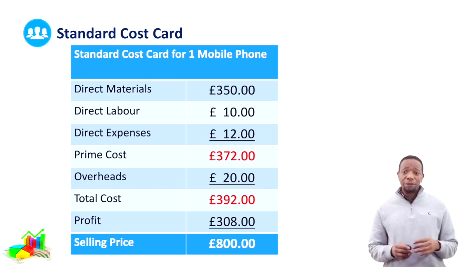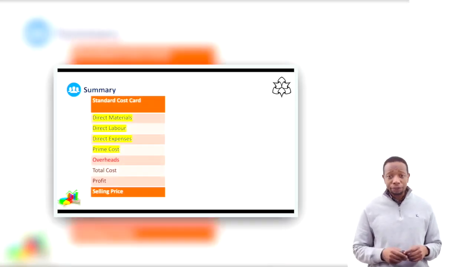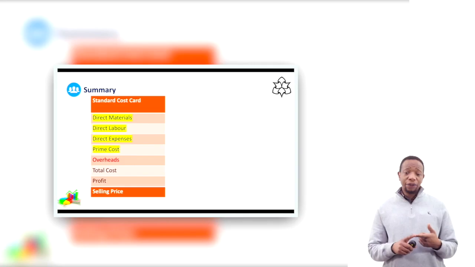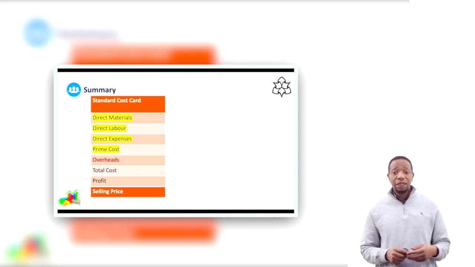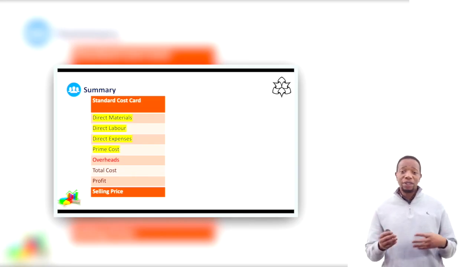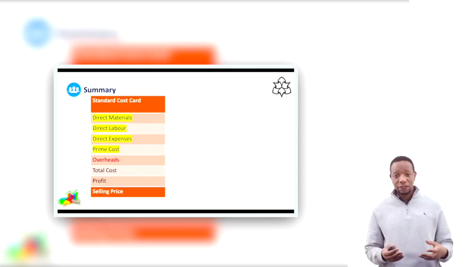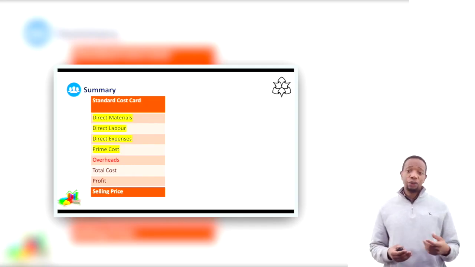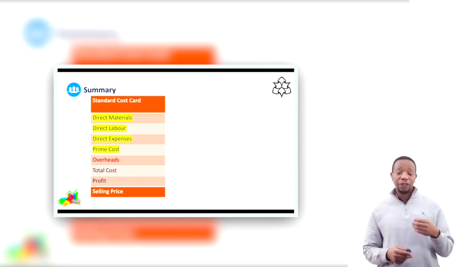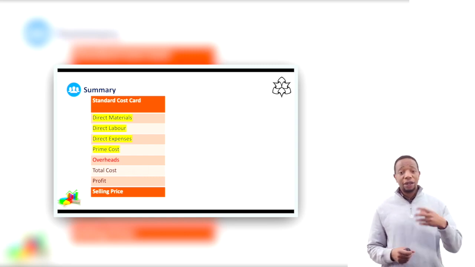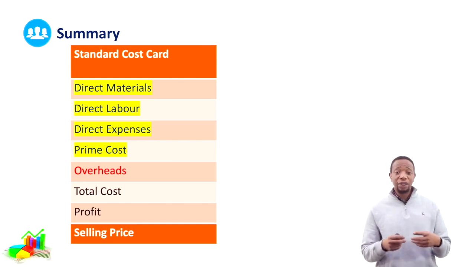Now, just to wrap this up, let's go back to the summary. We said we have direct materials, you can trace them to the phone, direct labor, direct expenses, and these are called prime cost. Then your overheads would be those indirect or non-production costs. We add them together, we get the total cost, and then we add our profit markup, and then we would come up with our selling price. Now, this is a very important concept that we need to understand.